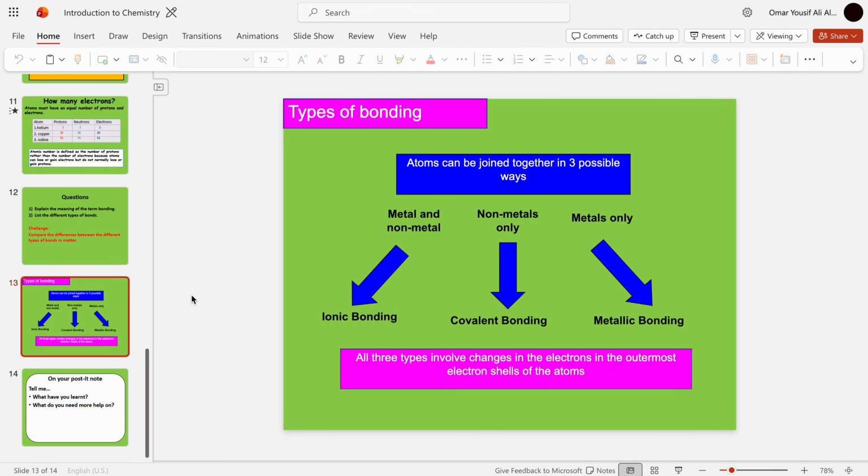And for the last thing, these are the types of bonding. First thing, atoms can be joined together in three possible ways. First way is ionic bonding, which is used for metal and non-metal atoms, or metal and non-metal elements. And covalent bonding, which is used for non-metals only, and metallic bonding, which is used for metals only. And all three types involve changes in the electrons in the outermost electron shells of the atoms.